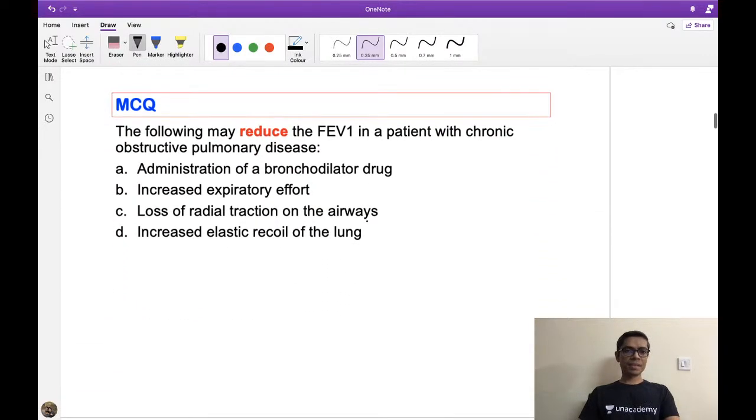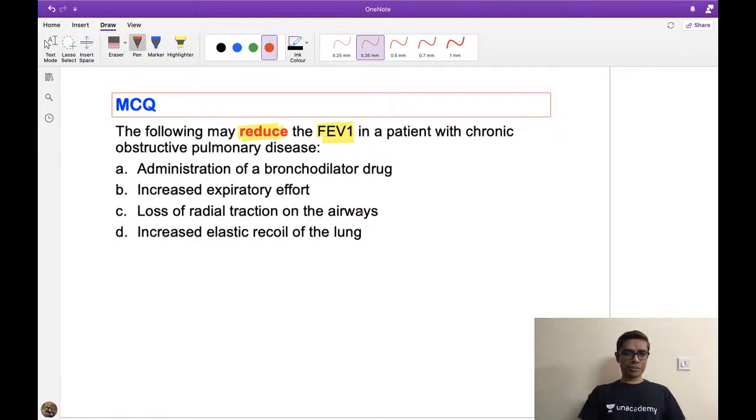Now here is the question, try to answer. The question is asking, the following may reduce the FEV1 in a patient who is suffering from chronic obstructive pulmonary disease. So if you think of chronic obstructive pulmonary disease, emphysema comes to mind, or maybe asthma, or maybe bronchitis. Now here it is asking which of the following reduces the FEV1. You try to answer among all of these options. What will be your answer?